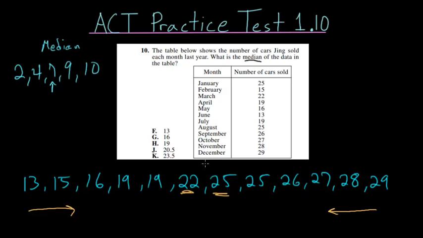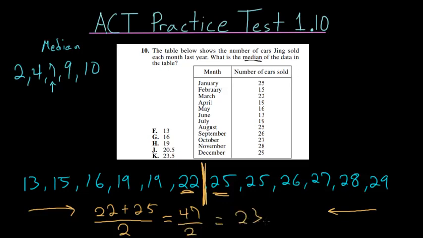So 22 and 25 are essentially both of our middle numbers. But to find the median, it's going to be right in the middle of these numbers. Or in other words, we're going to find the mean of these numbers, or the average of these numbers, and whatever that answer is, that's our median. And to find the mean, we just add them together. So 22 plus 25, and then divide by the amount of numbers that we're averaging, which is 2. 22 plus 25 is 47, and divided by 2, we end up with 23.5. And 23.5 is letter K. So that is our final answer here.